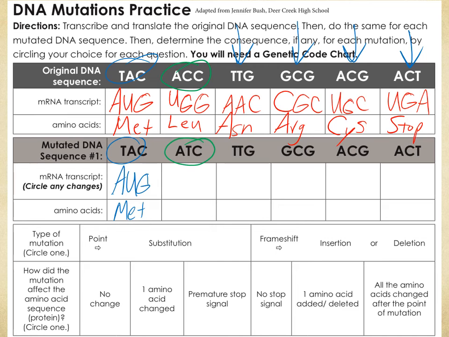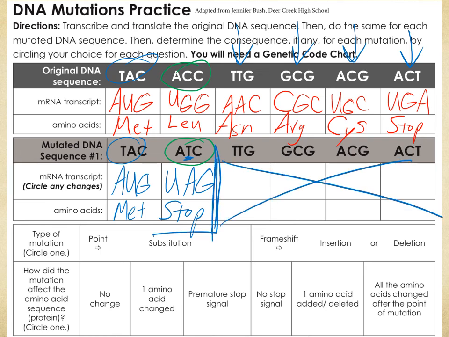So if our now mutated DNA sequence has a T in that second spot instead of a C that's normally there, our mRNA now is going to be UAG, and I'm going to go to my chart and look at what UAG says. And UAG says stop, which means this is where the ribosome calls it a day, and none of these ever get made.